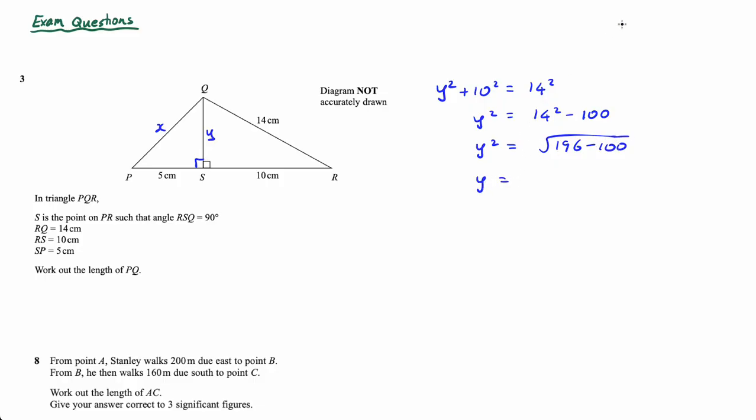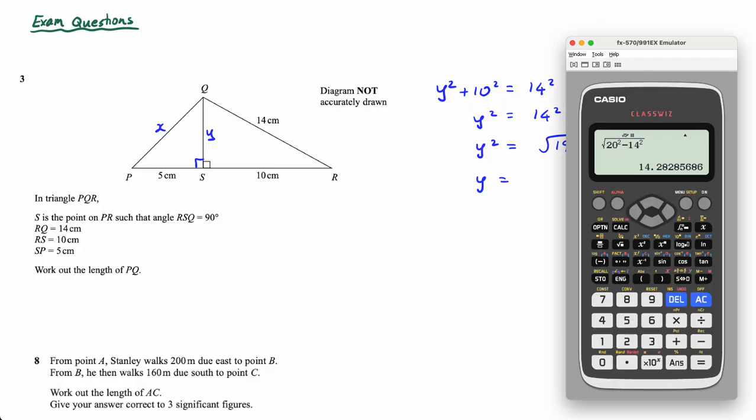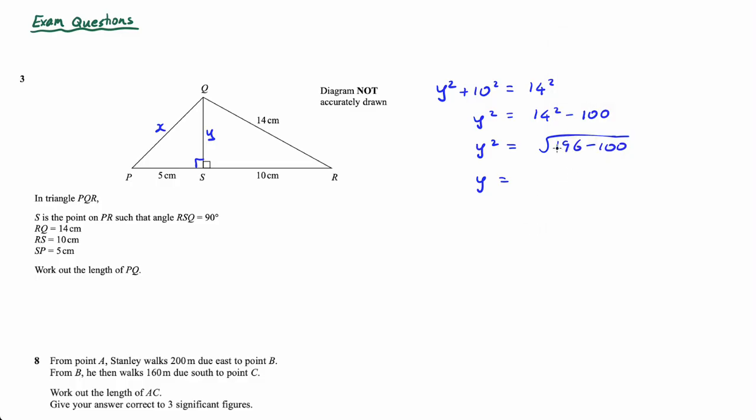So y is equal to the square root of 96. Now actually, guys, I should just leave it like this. It's the square root of 96. Let's leave it like that, because when I square this, I'll just get 96. So now I do it again.